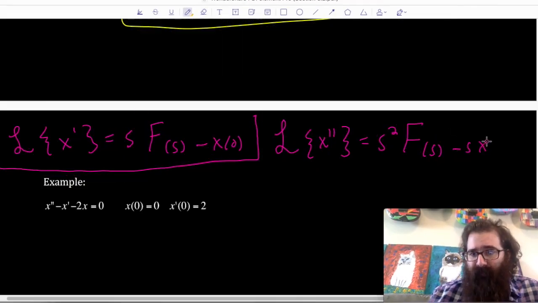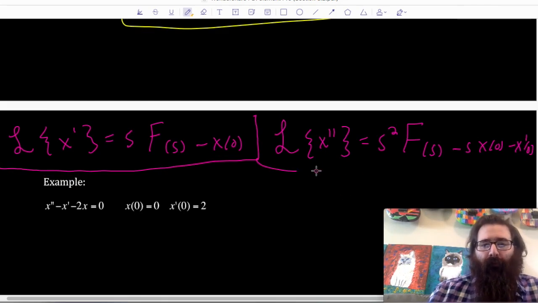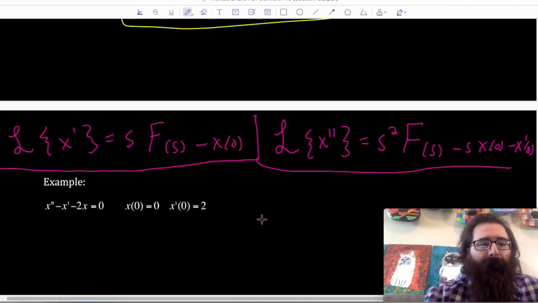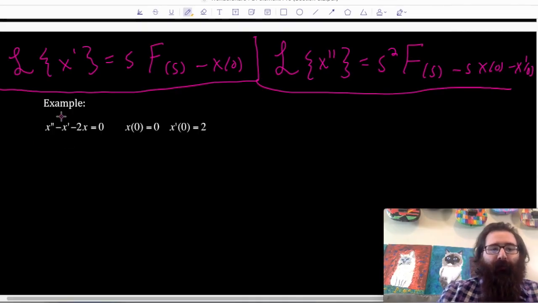Minus s times x at 0 minus x prime at 0. There we go. So, yeah, let's take a look at it. So you got another differential equation, and you can toss both sides into the Laplace transformation.